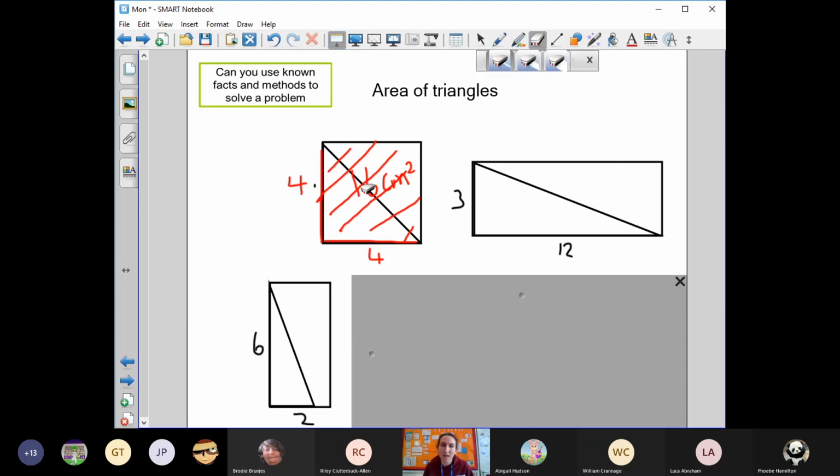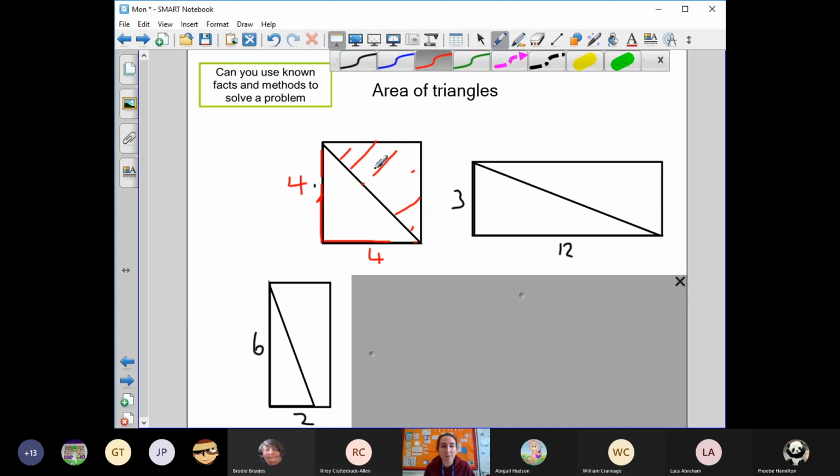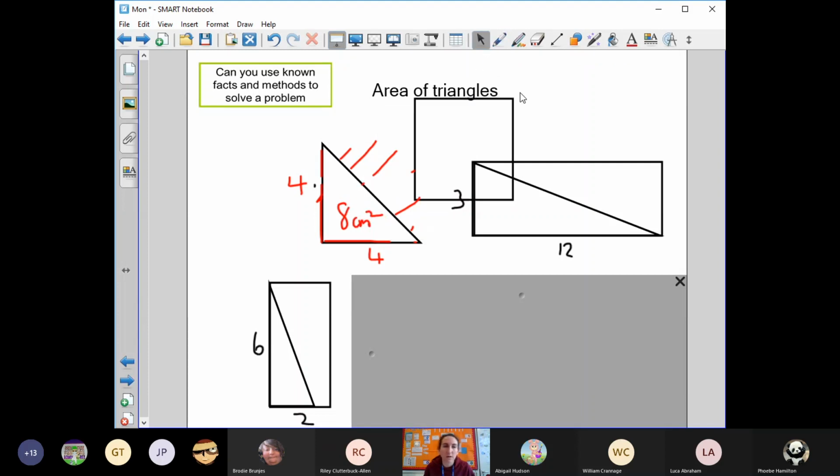Now, do you notice anything about how much of that area is taken up by the triangle inside it? How much of that space is taken up by this right angle triangle? Good, exactly, it's half. So if the area of the whole square was 16, what would the area of just the triangle be? So the area of just the triangle would be 8 centimeters squared. Good.